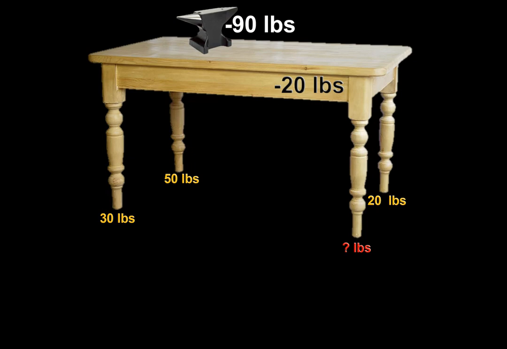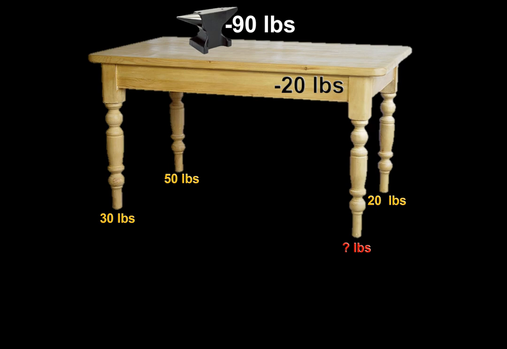Okay, in this situation, we have a table. The table weighs about 20 pounds, and then we have a 90-pound anvil on the back end of the table. So this leg is getting a force of 50, this leg is getting a force of 30, and the other leg is getting a force of 20. So how would we figure out how much the front leg is getting?